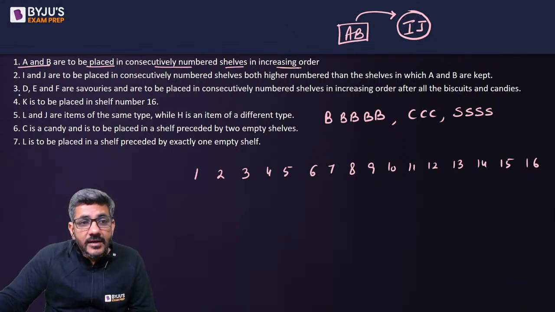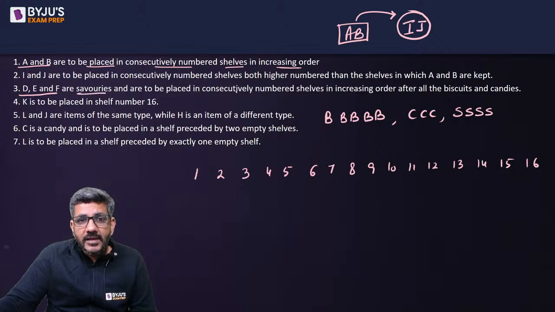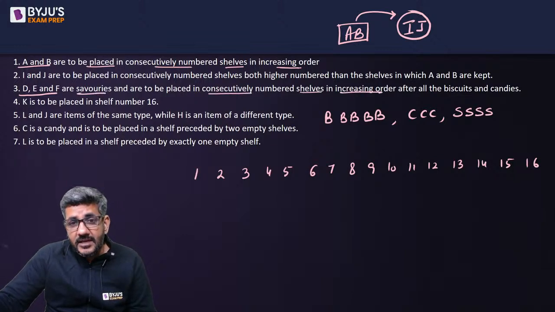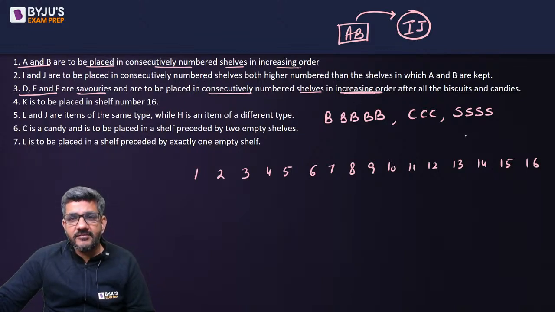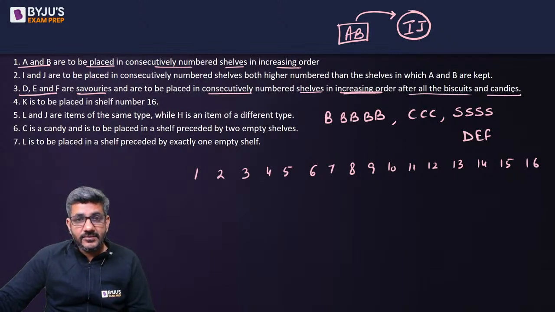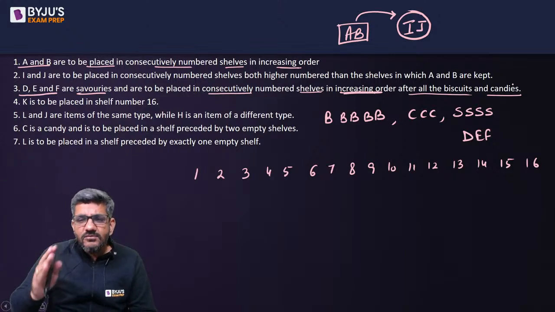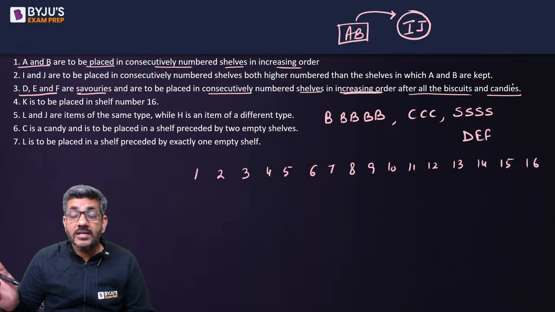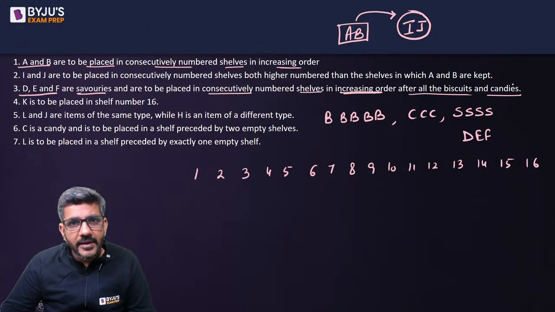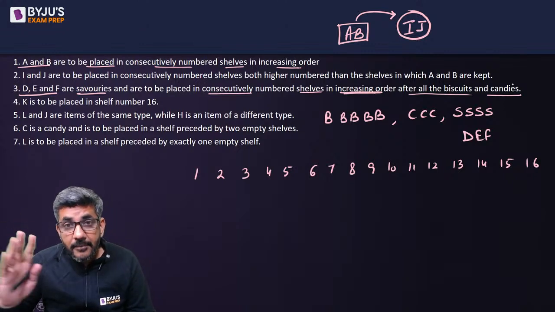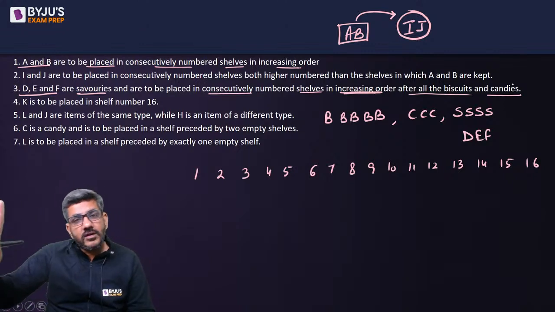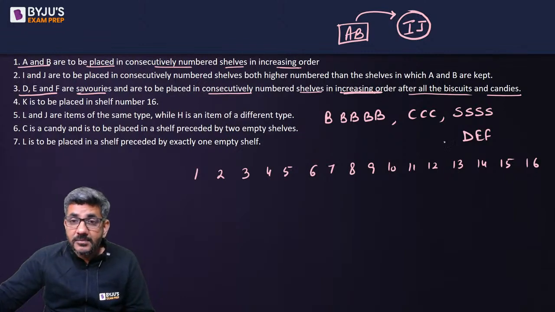What next? D, E, F are savories and are to be placed in consecutively numbered shelves in increasing order. So D, E, F are savories. They are to be kept in increasing order. After all the biscuits and candies, that means at the end savories would come, right? So does that mean that savories would be in 13, 14, 15, 16? Not necessarily. Possibly 16 might be empty. Possibly 15 and 16 both might be empty. But definitely D, E, F would come together in increasing order. That means even their order is fixed, that they would come in this order.